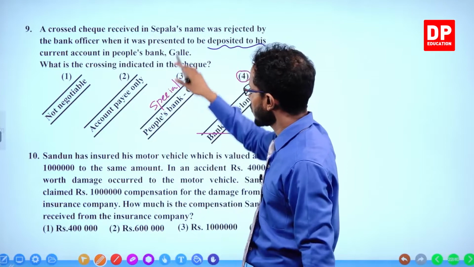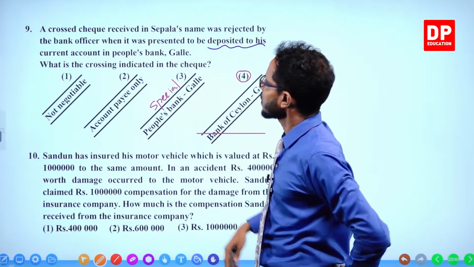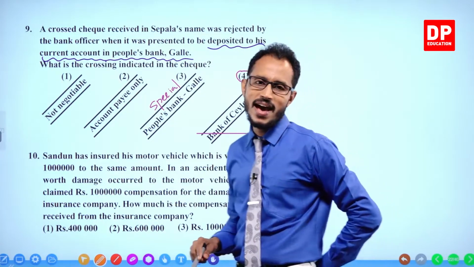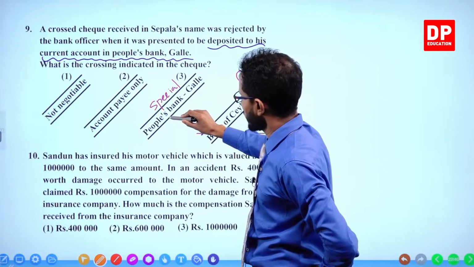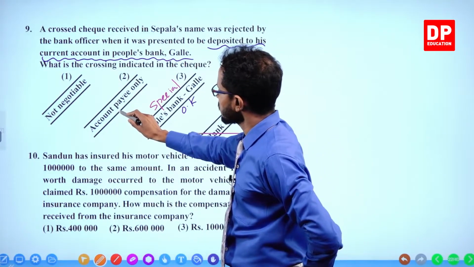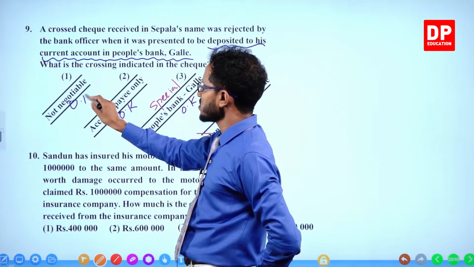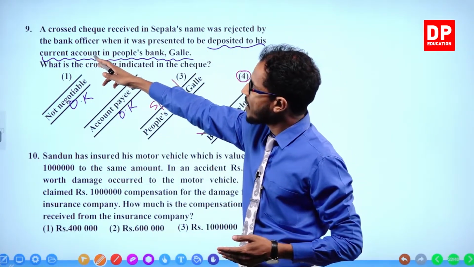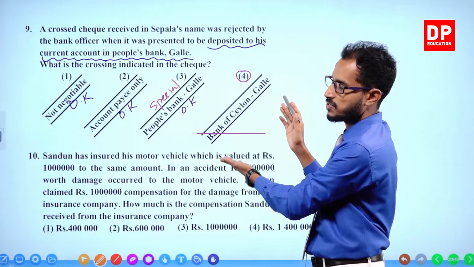Mr. Sepala, don't worry. This guy has gone to his current account in People's Bank Galle. So if this crossing was there, it's a special crossing, it's okay. The bank will accept. Not negotiable also, doesn't matter. Sepala himself goes to the bank with the check. Why does the bank reject? Only because of this crossing.